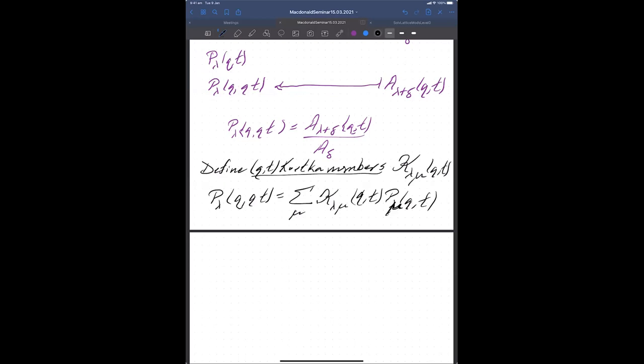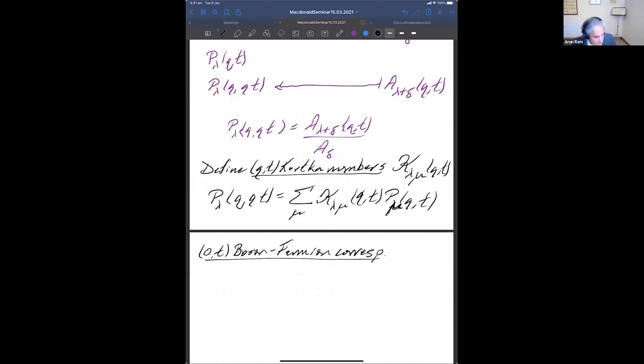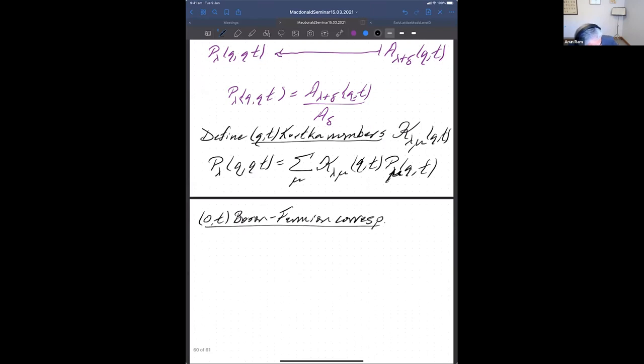Okay, so there's still some time. So let me talk about the zero T boson fermion correspondence, which in fact was a very important thing because it stimulated the geometric Langlands program. First of all, let's state a proposition which I know how to prove, but it's not the best, elementary proof somehow.